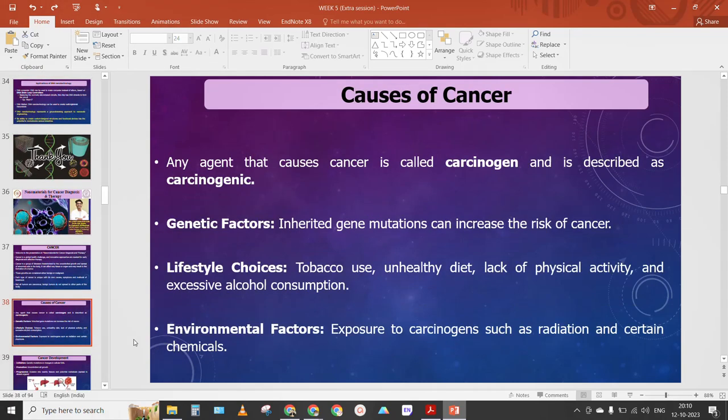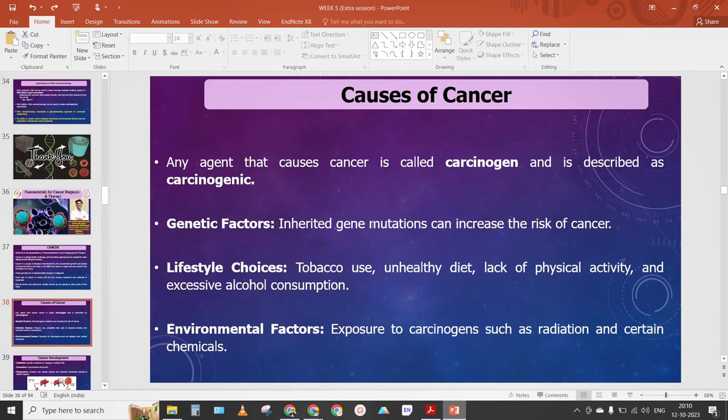Then the causes of cancer. Any agent that causes cancer is called a carcinogen and is described as a carcinogenic material or agent. Genetic factors are also some of the reasons, like inherited gene mutations that can increase the risk of cancer. Mutation is the term which I used earlier.